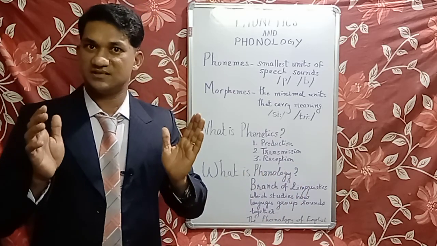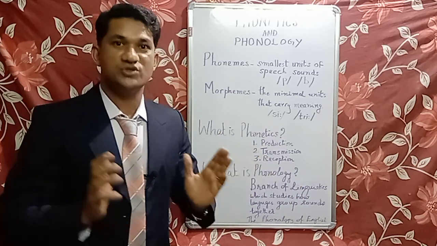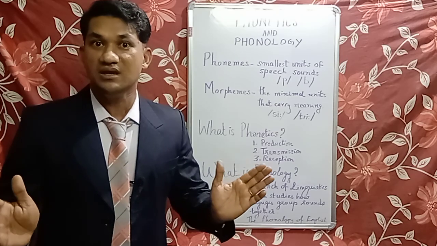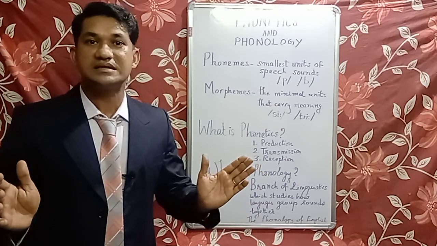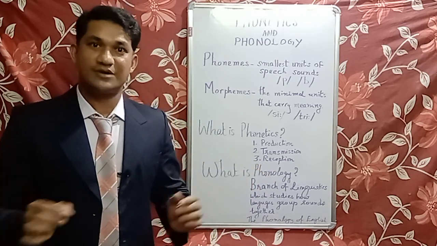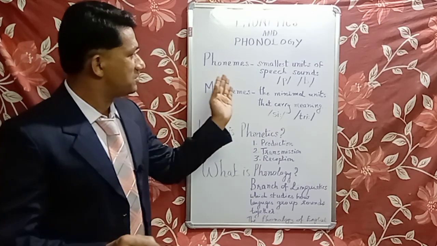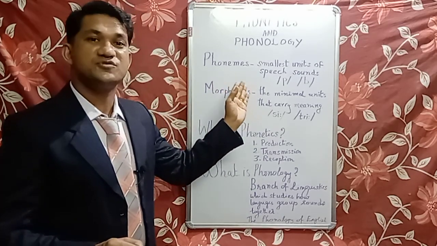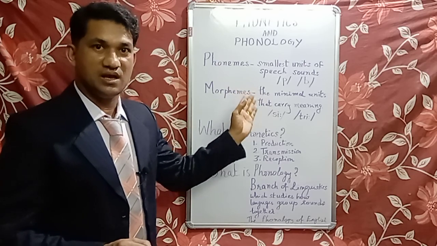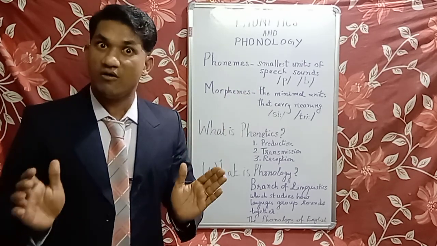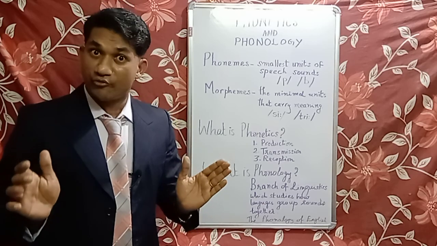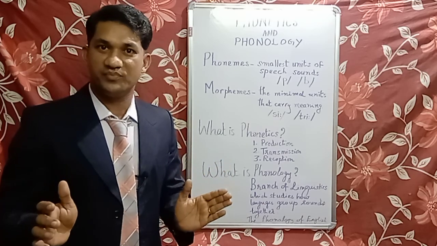And we have the sound see, which means something. It gives you a meaning. But when you say s, you don't get a meaning. So s is a phoneme. What is a phoneme? The smallest unit of speech sounds. And see is a morpheme. Tree is another morpheme. Why?